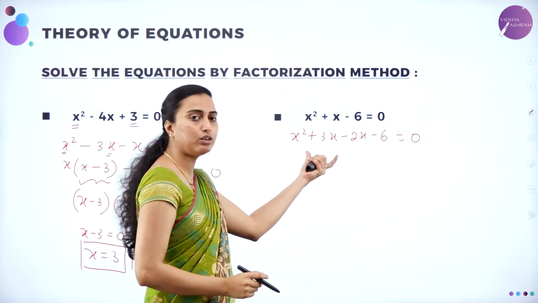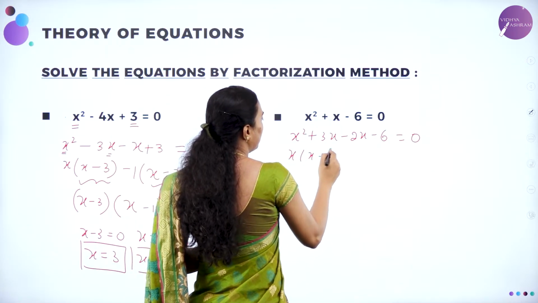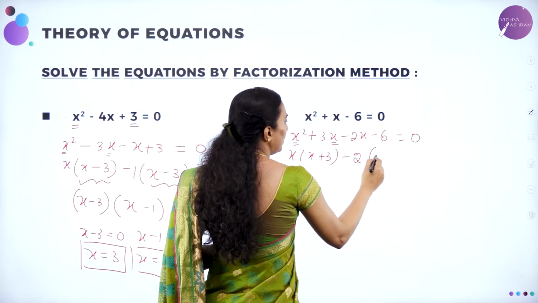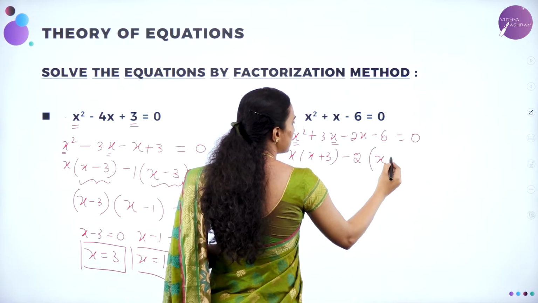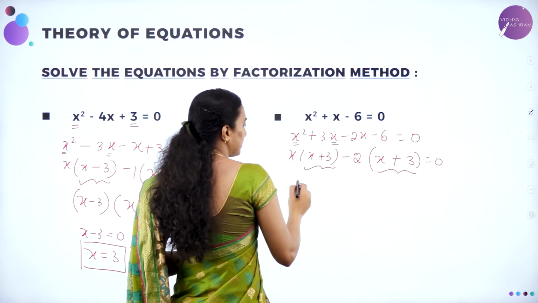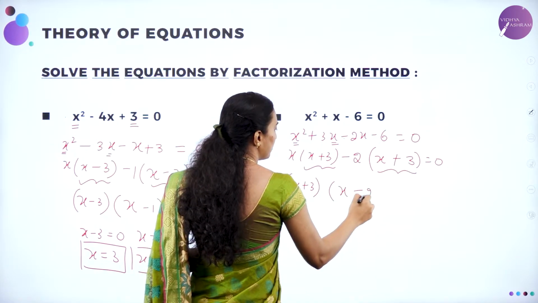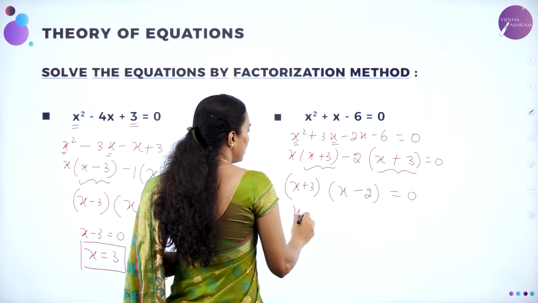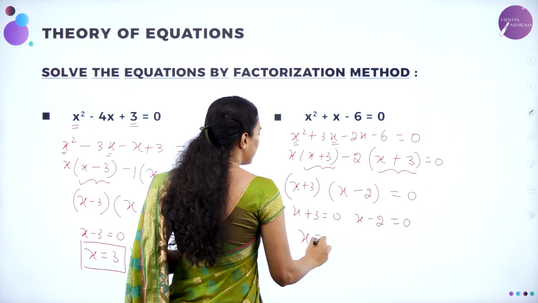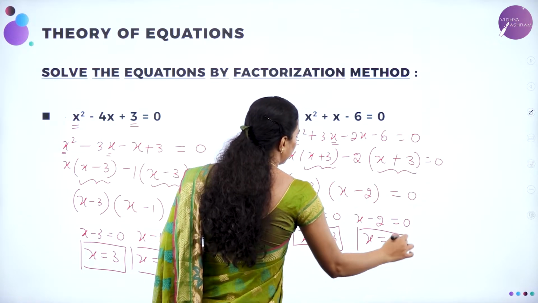Arrange the terms so that you get the common factor. So here x into x plus 3, I can write by taking x common. From this I can take minus 2 common. Minus 2 into x is minus 2x. Minus into minus is plus, 2 3s are 6. See, you are getting the common factor x plus 3. By taking x plus 3 common, x is remaining, and minus 2 is remaining, which will be equal to 0. So x plus 3 equal to 0, x minus 2 equal to 0. Therefore, x is equal to minus 3 and x is equal to 2.